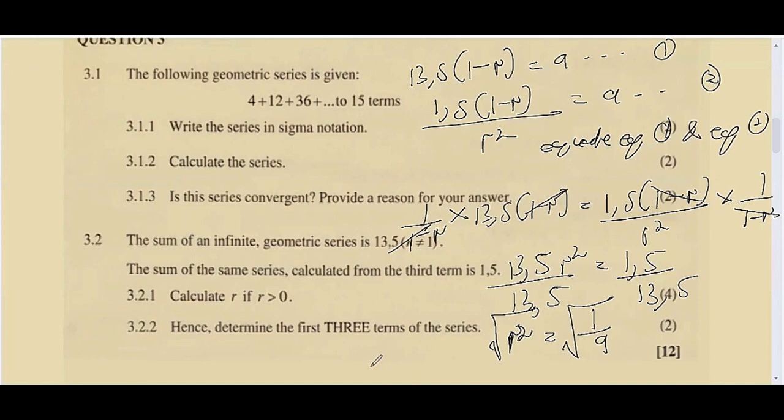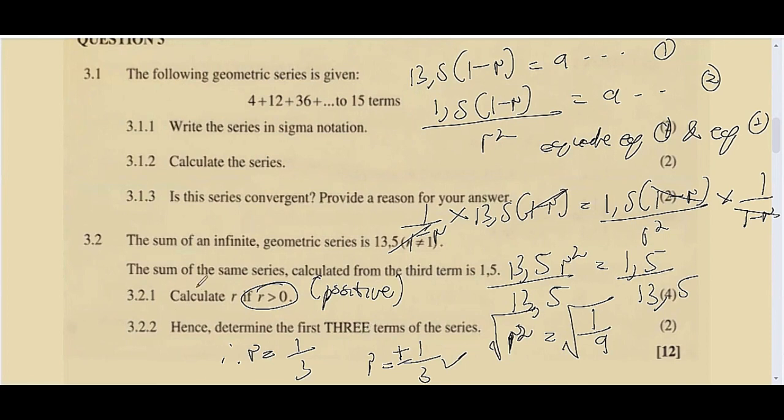So this will give us r is equal to plus minus 1 over 3, right? But then remember, the condition was our r needs to be greater than 0. So hence we have r is equal to plus minus 1 over 3, and then we conclude our r must be positive 1 over 3. Because remember, r greater than 0 means your r needs to be positive, right? And just like that, you would have calculated the value for r.